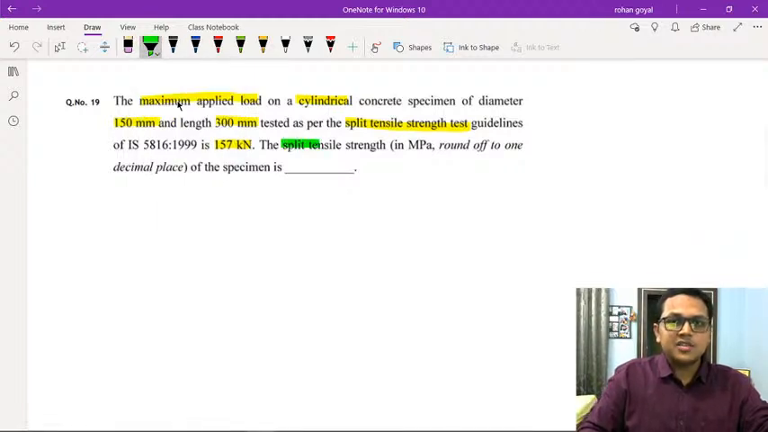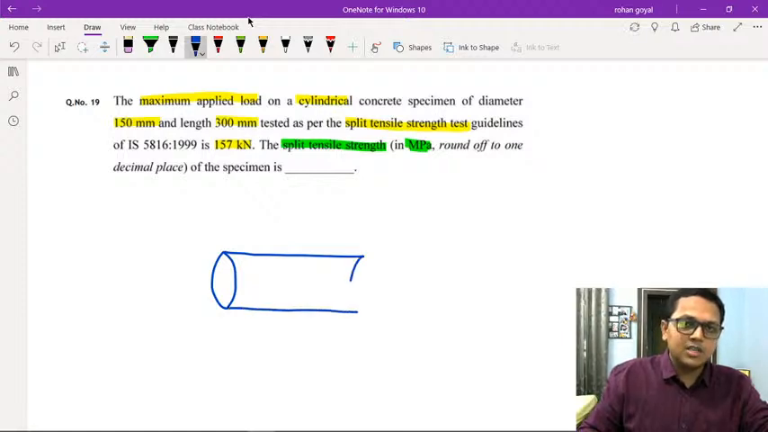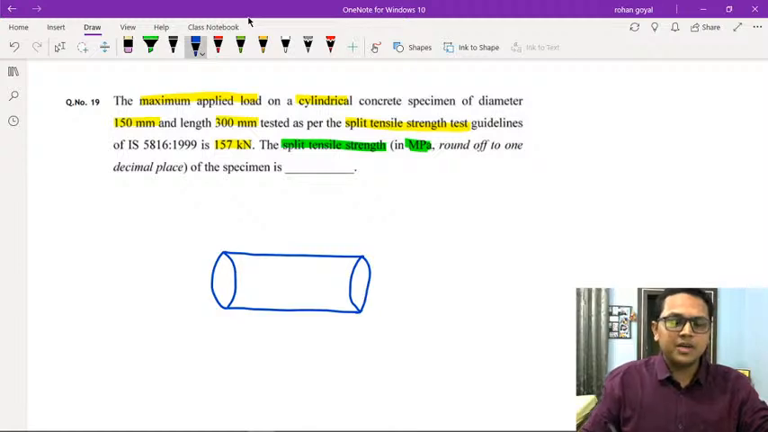the split tensile strength in megapascal, rounded off to 1 decimal place, of the specimen. Now the split tensile strength of the specimen is asked in this question. Now let us see briefly how this test is conducted. Now first a cylindrical specimen is taken. This test is conducted on the UTM itself, on which the crushing strength test is also conducted.